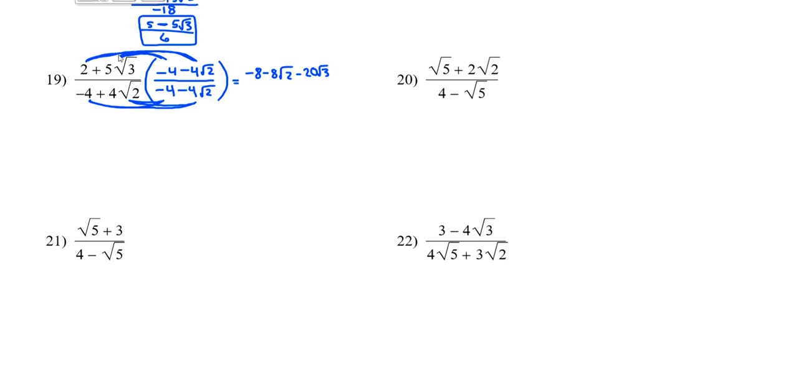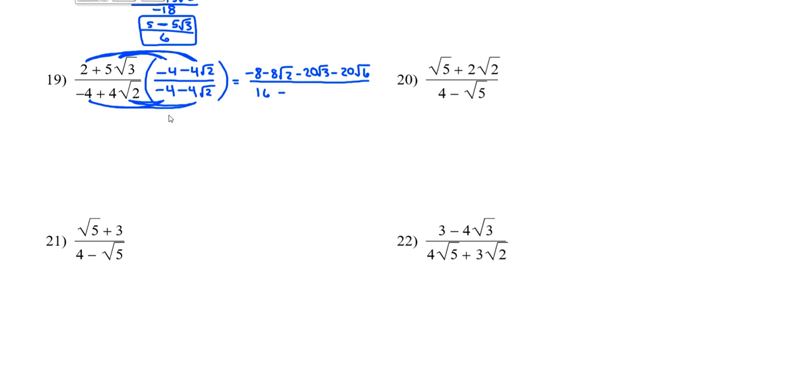There is my numerator. The denominator, we have the difference of two squares pattern. So the first two multiplied together give me a positive 16. The outside two and the inside two will cancel, and the last two will give me a negative. 4 root 2 times 4 root 2 is 16 root 2 squared, so 16 times 2 is 32.